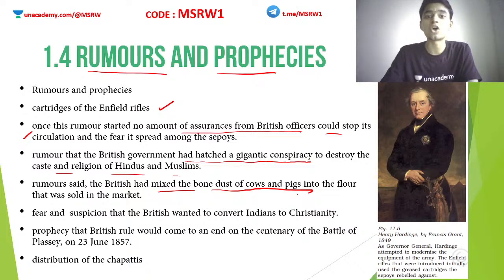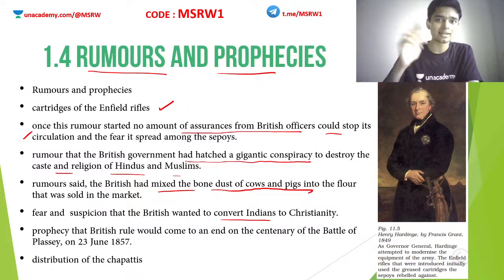Just like in modern day, we talk about fake news. We see that Facebook and Twitter have been initiating policies against the spread of fake news. The same thing happened in 1857. This was basically a rumor which had no concrete basis, but still it had a huge effect on the masses of the Indian population. So fear and suspicion that the British wanted the Indians to be Christians is another cause of this revolt. Both Hindus and Muslims, also other religious factions in the Indian society, feared that the British were trying to impose Christianity throughout India.